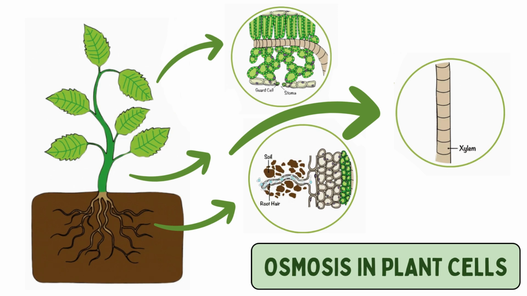Let's think about plants for a moment. Osmosis plays a crucial role in their survival. Water moves into plant roots from the soil, where the concentration of water is higher, and inside the root cells, the water concentration is lower. This keeps the plant hydrated and helps it stay firm and turgid. Without osmosis, plants wouldn't be able to get the water they need to grow.